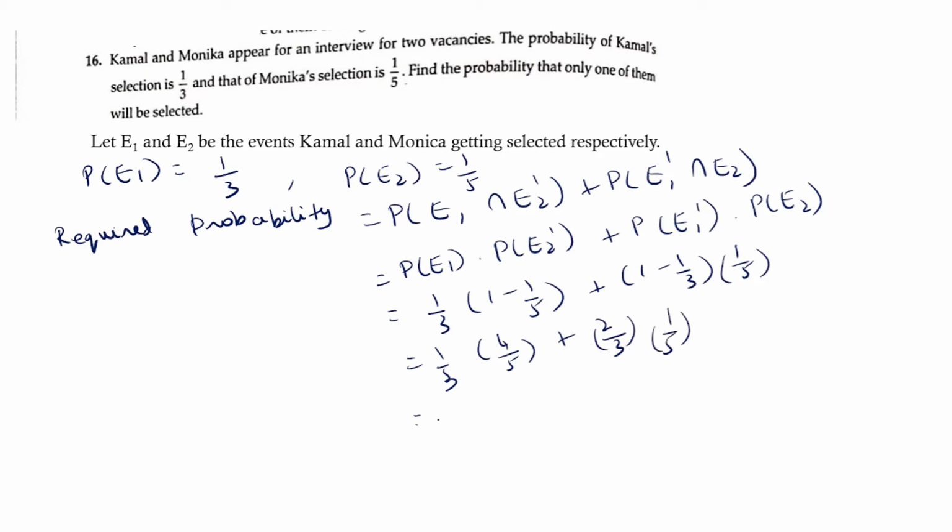So here the LCM is 15. So this is equal to 6 by 15, which is 2 by 5. So the required probability is 2 by 5.